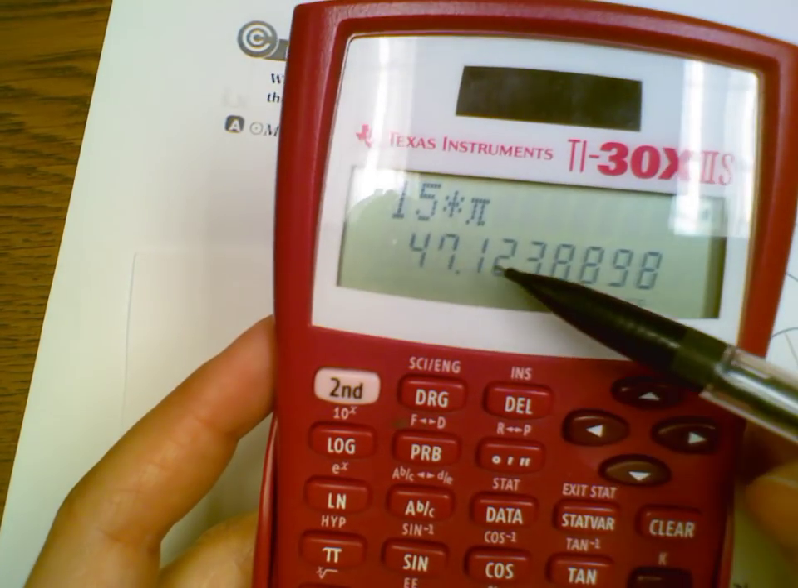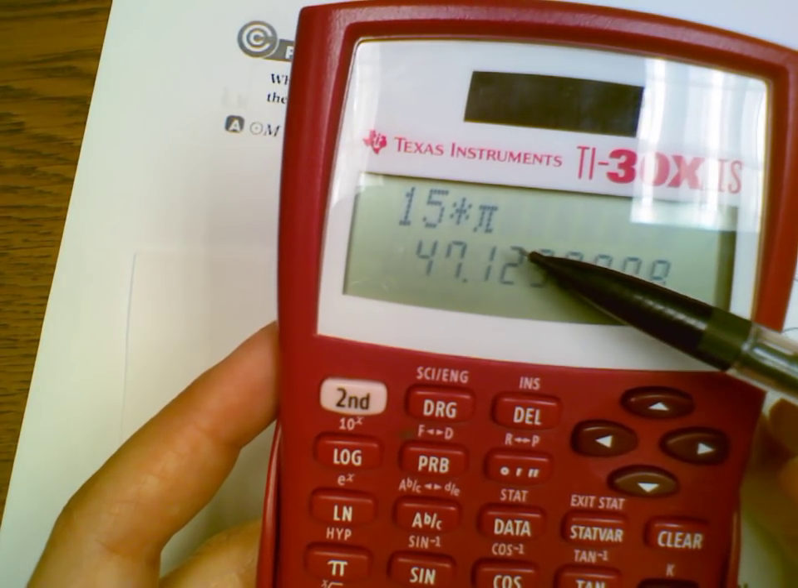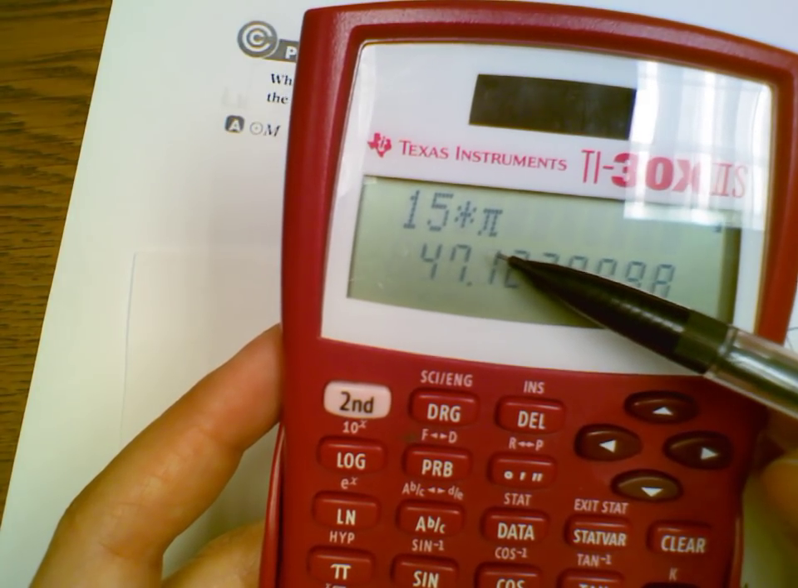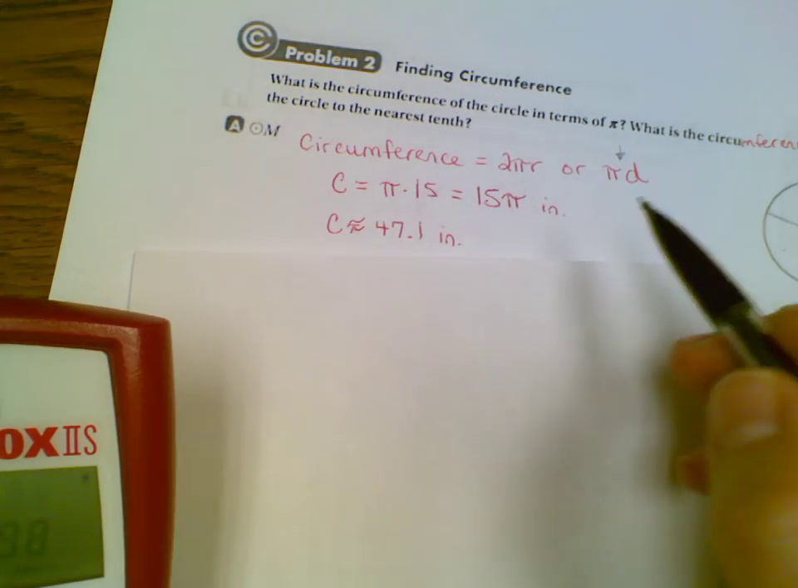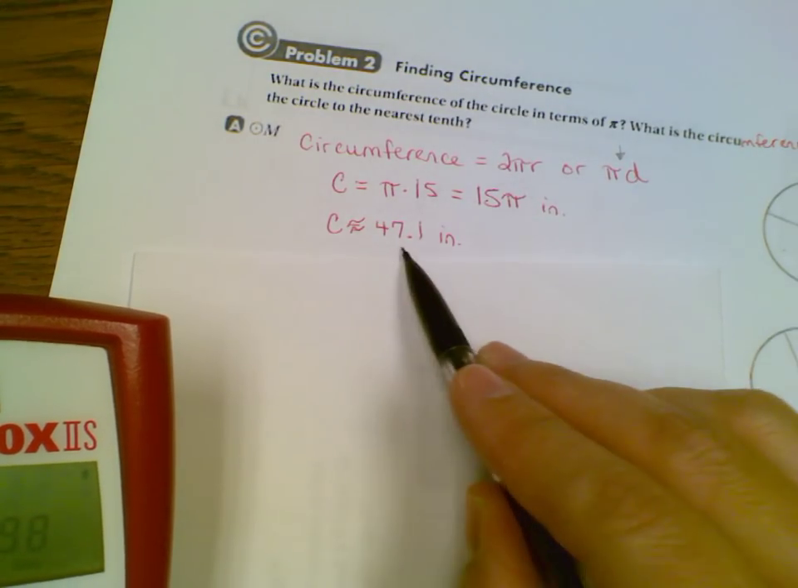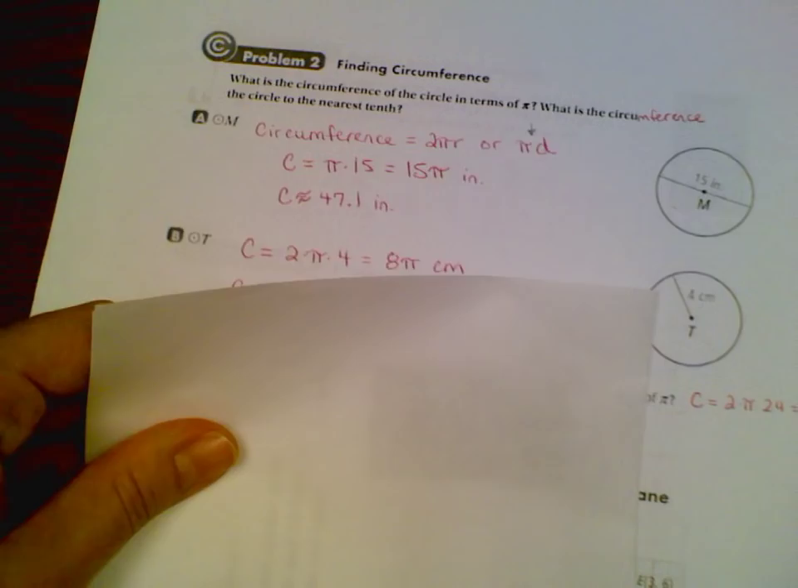Then I'm going to round to the nearest tenth. So I look at the number behind there. It is below 5, so this is going to stay as it is. That's why it's going to be 47.1 inches. So this answer is in terms of pi, and this answer was rounded. Okay, let's take a look at another one.